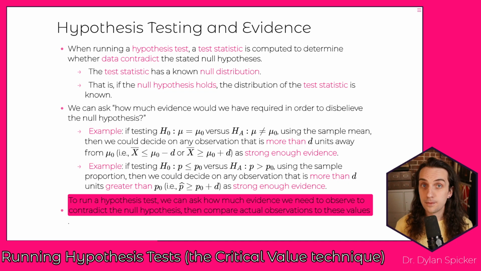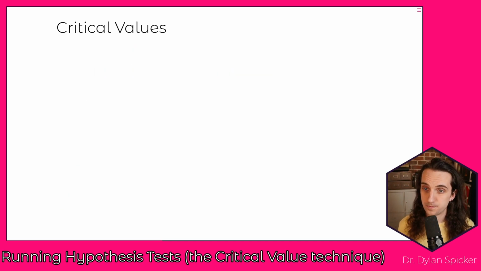In order to run a hypothesis test in this manner, we can ask the amount of evidence that we need to observe in order to contradict our null hypothesis. And then we can compare the values that we actually observe to those standards, right? So we can go out and say, well, did we observe something that goes beyond that standard? And if we did, then we are contradicting our null hypothesis, and we can reject the null hypothesis at that point. If we didn't observe enough evidence to contradict that, then we have no reason to doubt the null hypothesis, and we can act as though the null hypothesis is actually true.